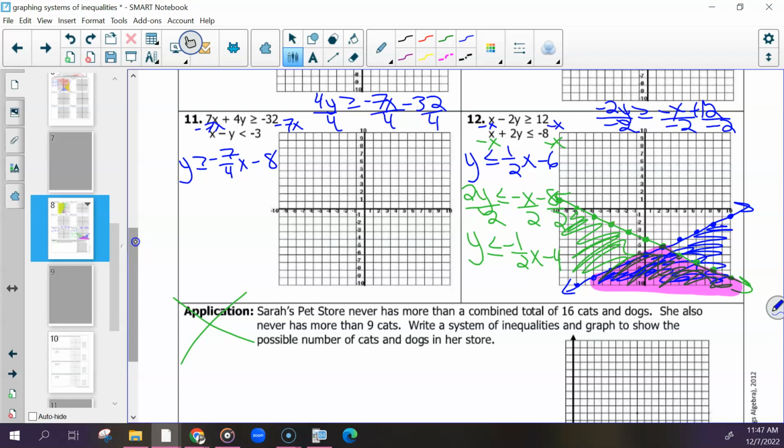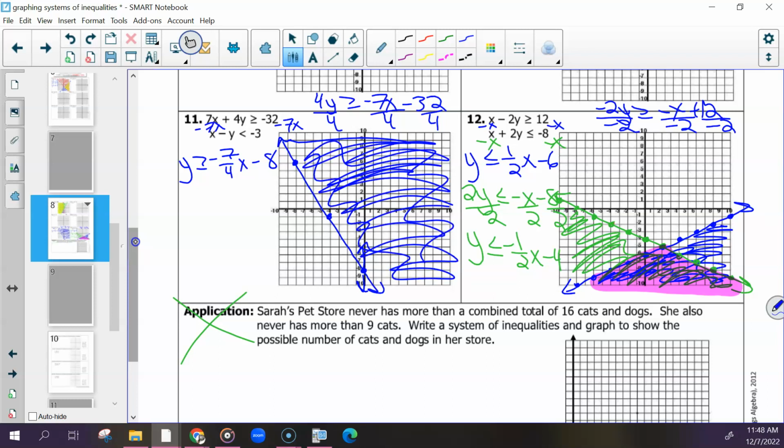Start at negative 8. Our slope is negative 7/4, so go up 7 to the left 4. As many times as possible. This would be a solid line. Shaded above. So if I look at my y-intercept, that would be up. So this area. And then do the other one.